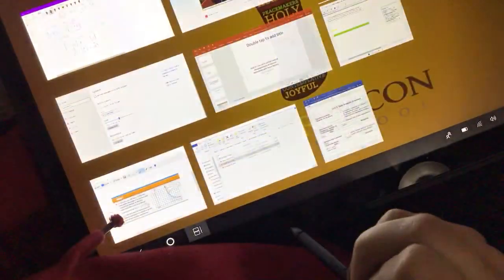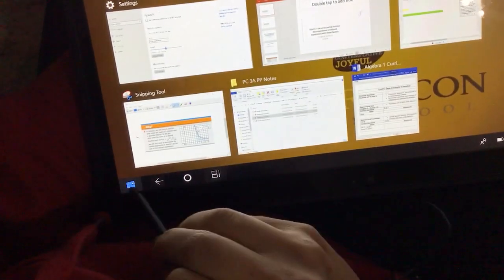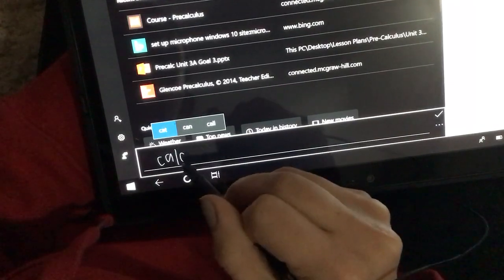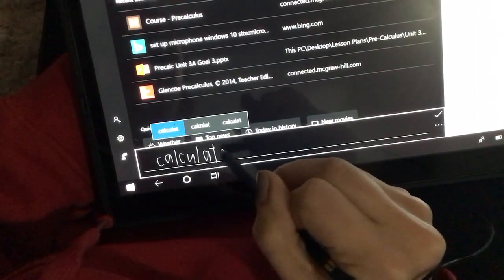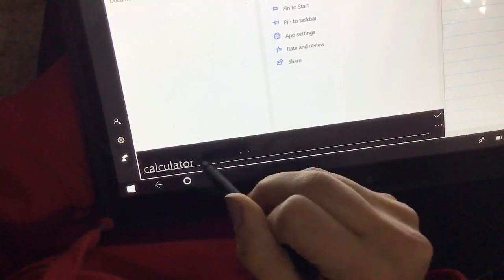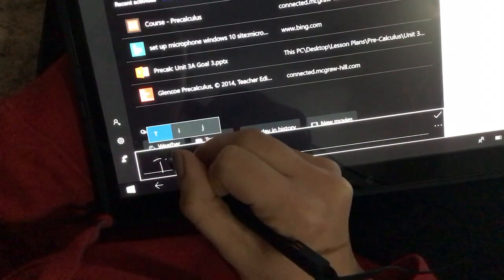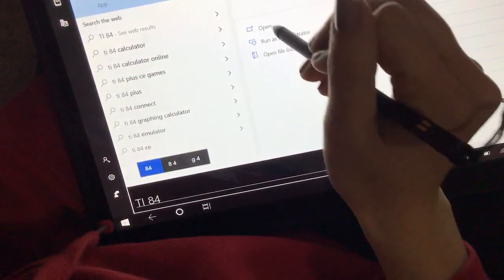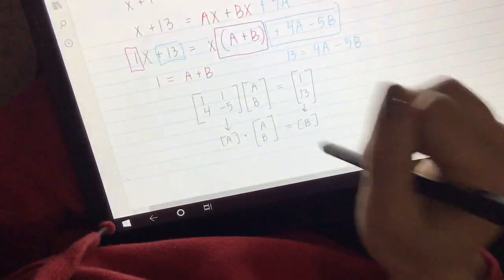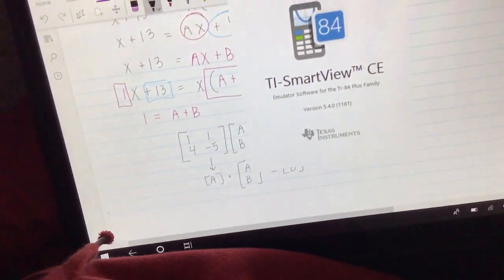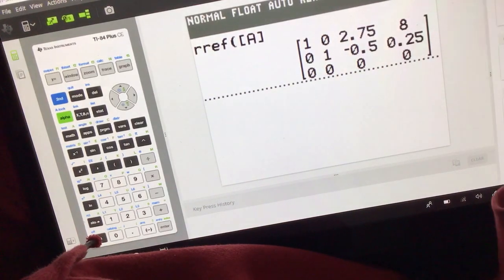Let me pull that up. Okay, let's see. Take your calculator out. All right, so we need to plug in two separate matrices.